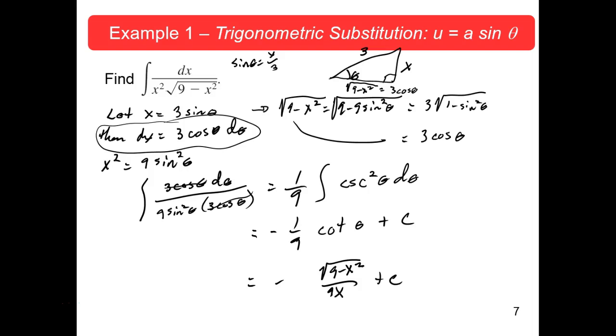Any questions? Don't forget to do the triangles, especially at the end. They're going to come in so handy, rather than going back and trying to use this to rewrite theta in terms of an inverse sine. Use that, and things will be much, much, much cleaner. All right. Do I need to leave this up a little longer, or everybody got it? Okay.